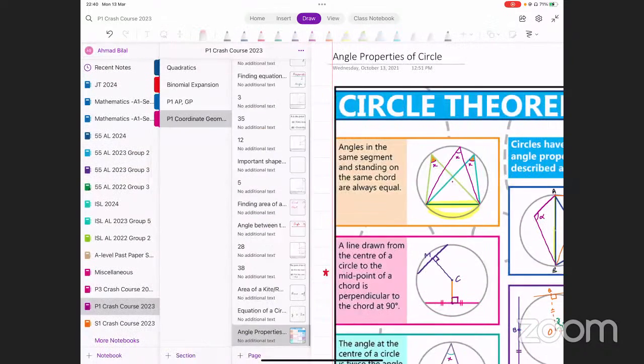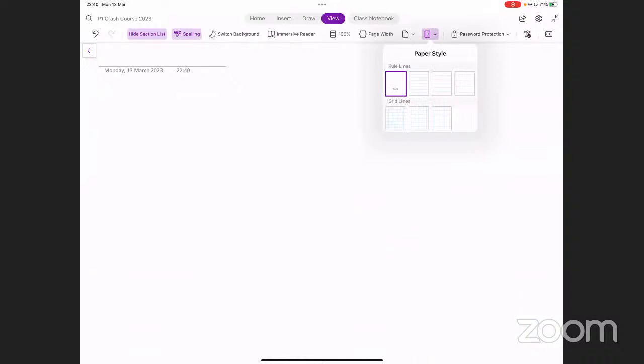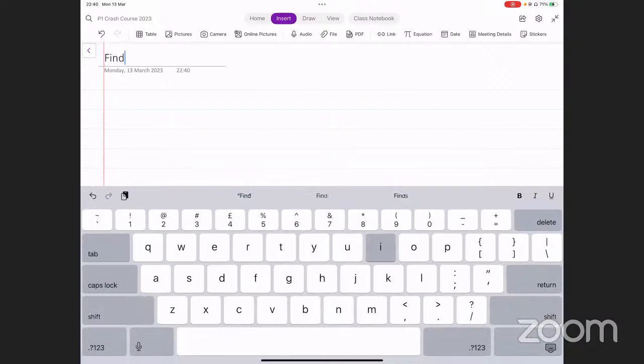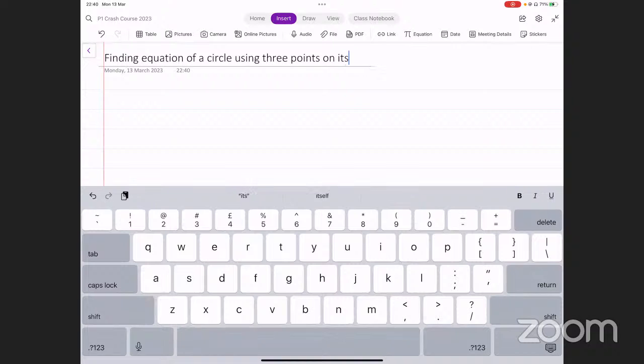Now, let's move on and do another concept, which is actually related to what we've just done. And then in the next class, we will be doing some practice questions of this. Let me write that down here. So it's basically about finding the equation of a circle using points on the circumference. Finding the equation of a circle using 3 points on its circumference.